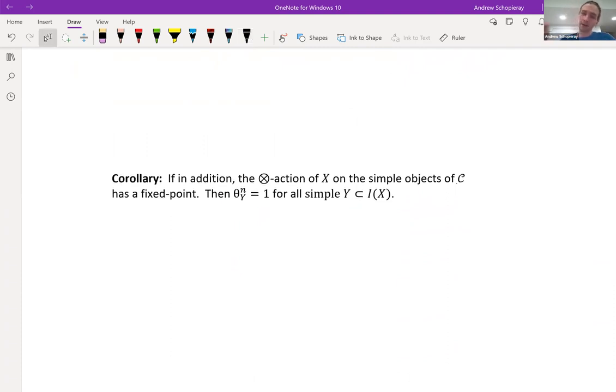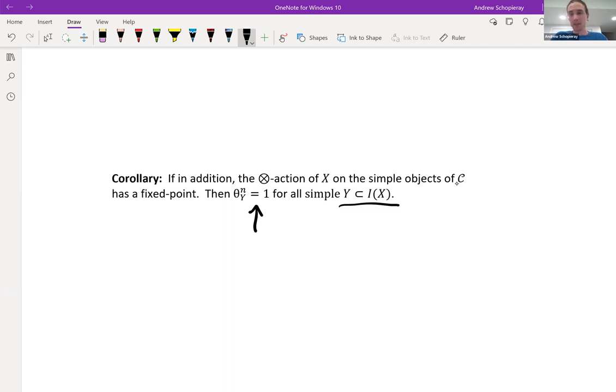So if I take my invertible object and I act on all of the other simple objects in my category, if there's any fixed point to that action, then that implies that I have an nth root of unity. So the order of my twist on that simple object in the double, for all of the summands in its induction, are some nth root of unity, where n is the order of that invertible object.